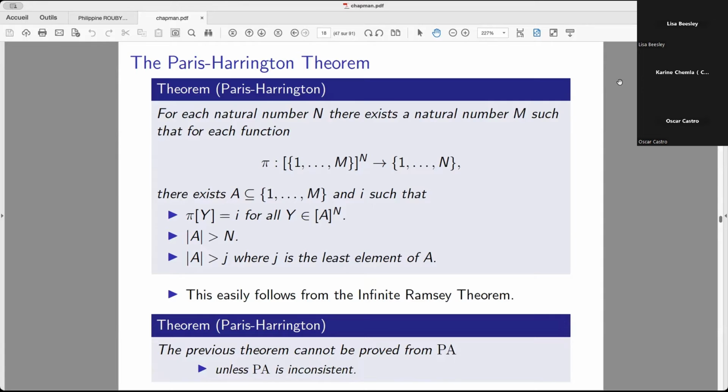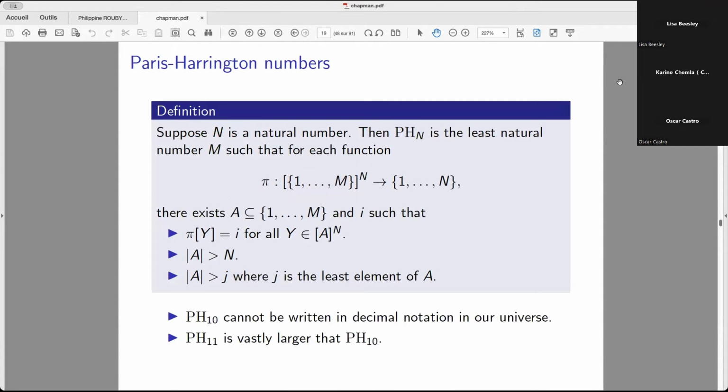All right, so this suggests we should define some numbers. These would be analogous to the Erdos numbers. For every n, PHn is the smallest m which witnesses the Paris-Harrington theorem for that n. So it's very analogous to the Erdos numbers. Those were the smallest numbers witnessing the Ramsey theorem, where n was 2 and k and so forth. Because this cannot be proved in arithmetic, what's really going on is these numbers are incredibly large.